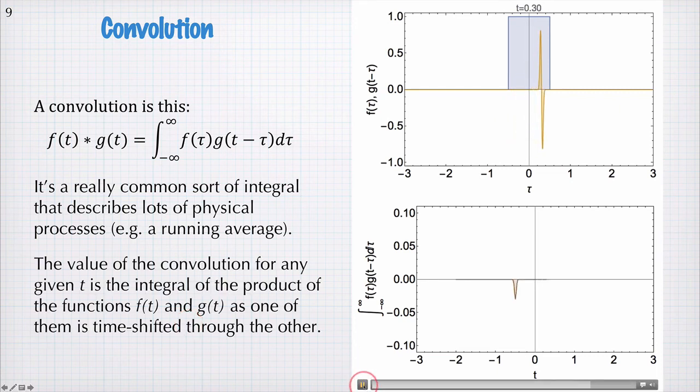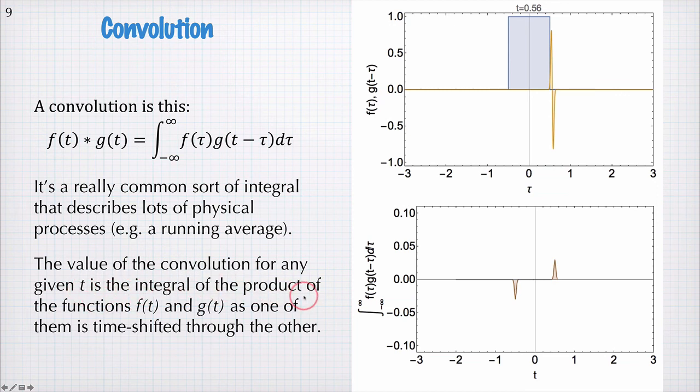So, as I was saying, the value of the convolution for any given t is the integral of the product of the function f and g, as one of them is time shifted through the other. So the time shifting is done with this variable tau, but the convolution is some function of t, not tau.